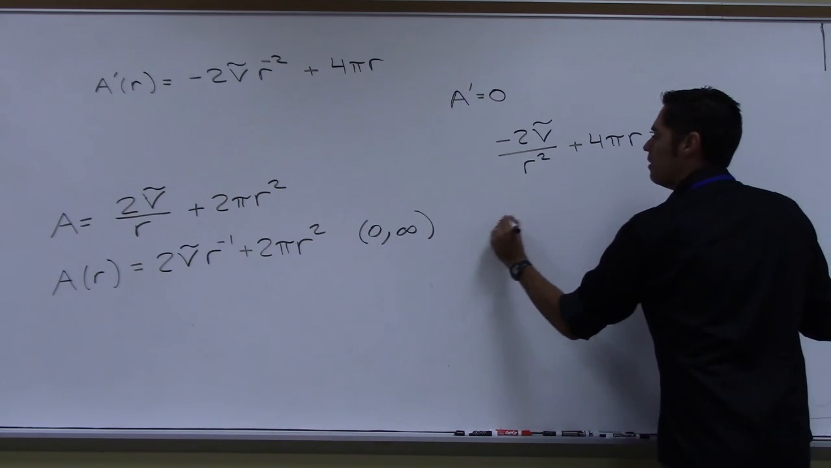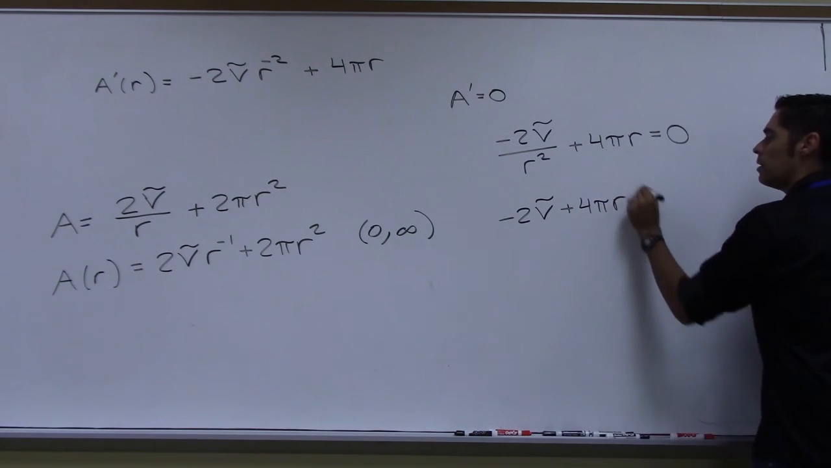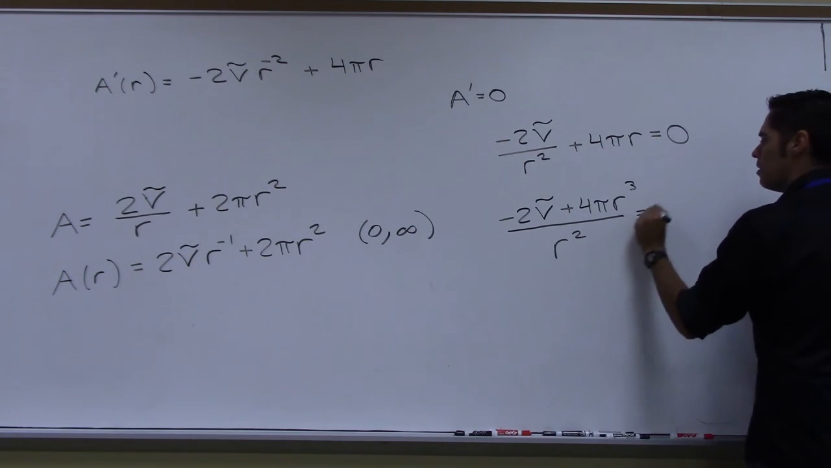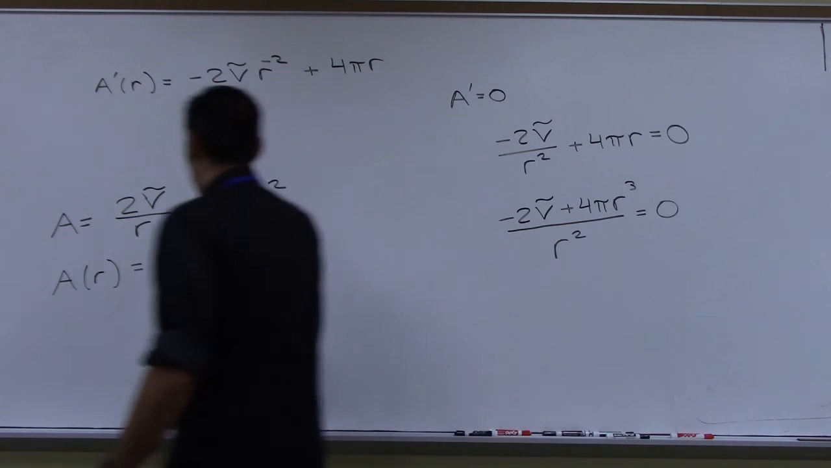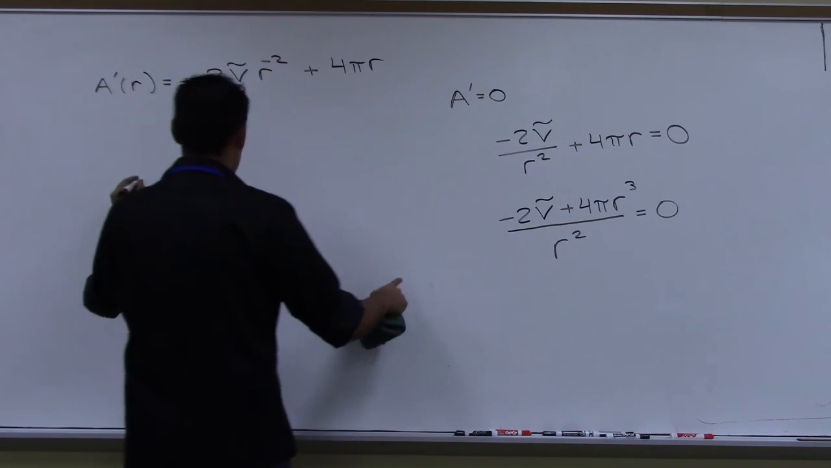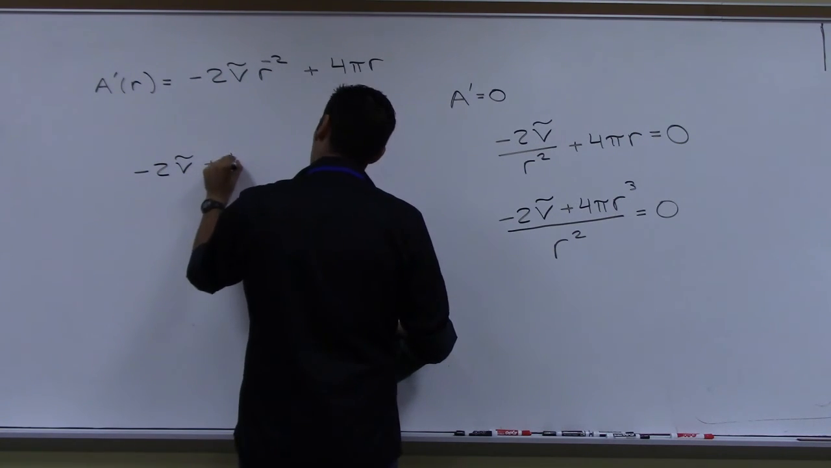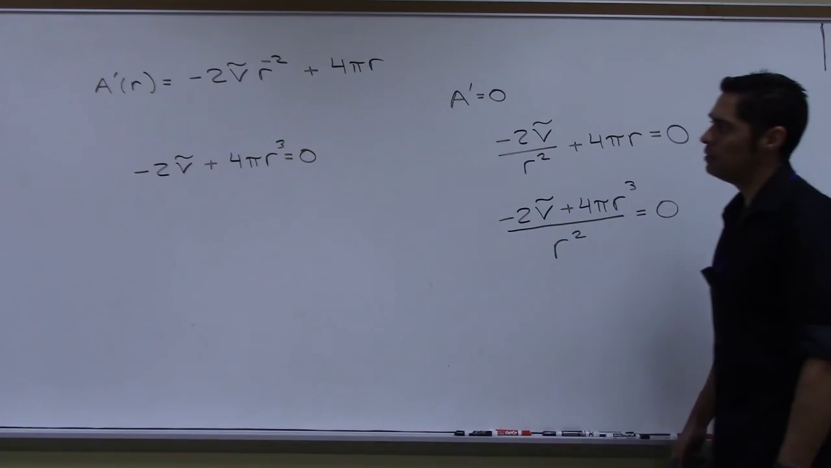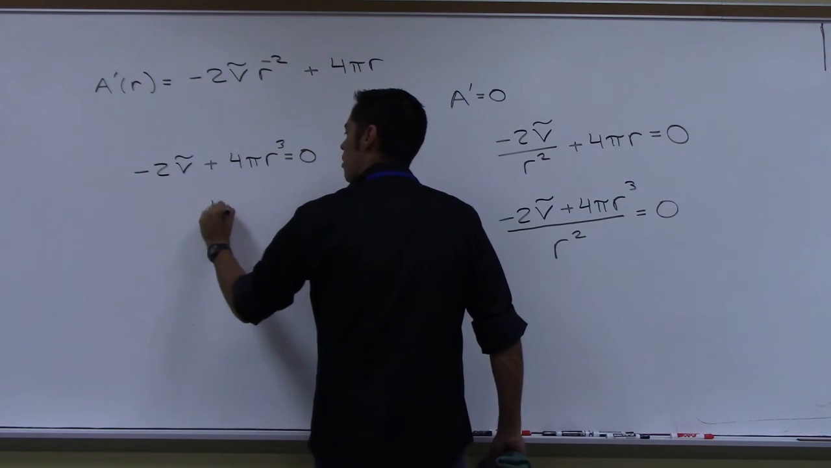So I'll have negative 2 v tilde plus 4 pi r cubed over the whole thing r squared equals 0. And that means all I have to pay attention to right now for figuring out where it is 0 is where the top is 0, right? And that means negative 2 v tilde plus 4 pi r cubed equals 0. Move things around. This to this side, trying to solve for r.